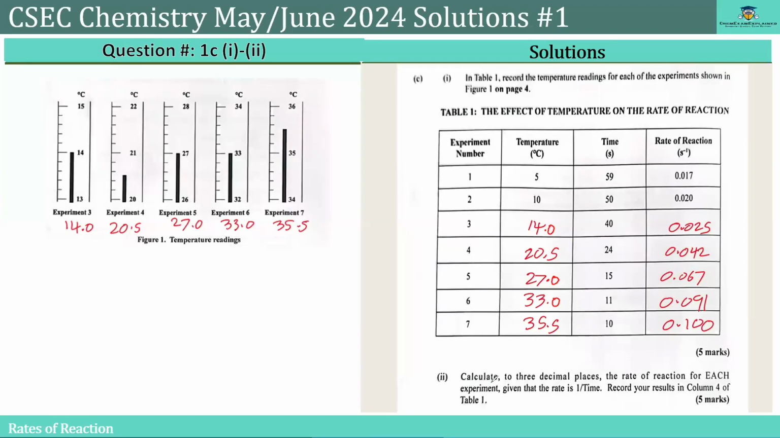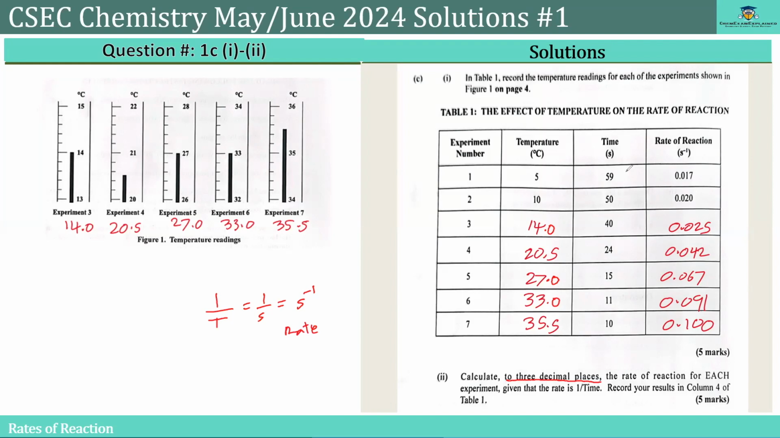Part 2, calculate to 3 decimal places the rate of reaction for each experiment, given that the rate is 1 over time. Record your results in column 4 of table 1. So you can see that if we have seconds here, which is our time, we need per second. So 1 over time is equal to 1 over second, which is our unit, per second. So this represents our rate of reaction.